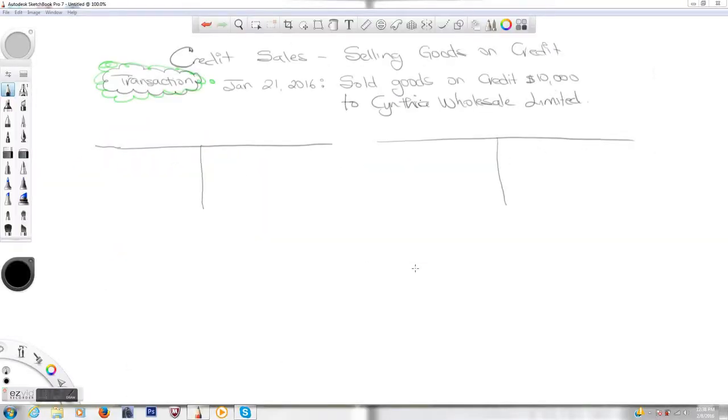How we record credit sales. And let me repeat that. Now we're going to look at how we record credit sales. And credit sales is when we sell goods or stock on credit. Goods, stock, the same thing.